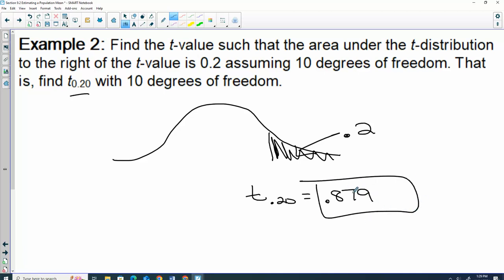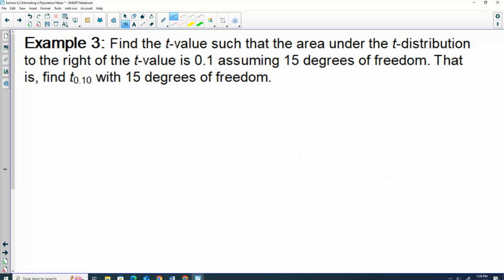Did everybody find that? So this is just set up kind of the opposite of the normal table. The probability is that old number across the top. The number inside our table is our t. So it's set up a little bit differently. I want you guys to try one and make sure you can read it before I give you the answer. So read this one, see if you can find that value.